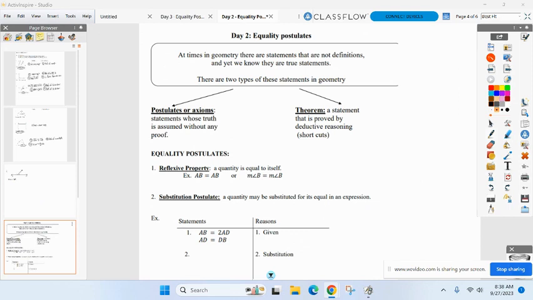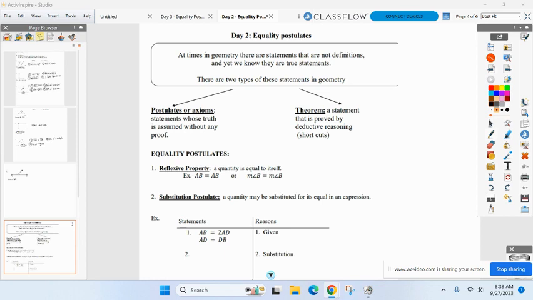So the first one that's going to help us do these proofs is called the reflexive property. And I know you're looking at this underneath it and being like, really? A quantity is equal to itself? So if I draw angle B, it's also equal to angle B itself. I know this sounds confusing. It's like, duh. AB, a line segment, is equal to itself. Trust me, you'll understand how we're going to use it at the end of the period. But for now, that's what it is, reflexive property.